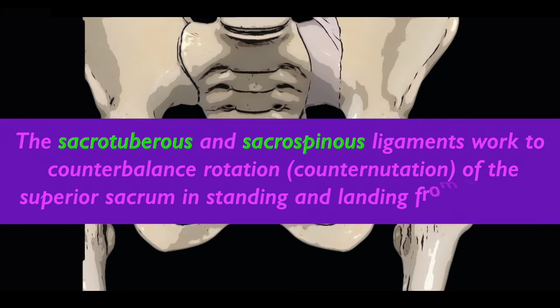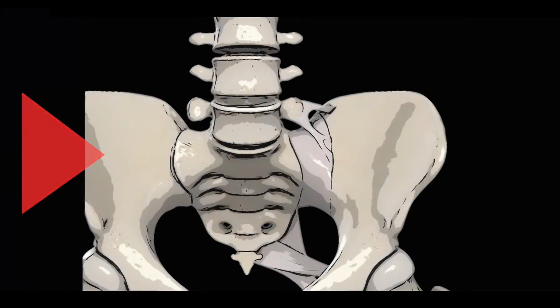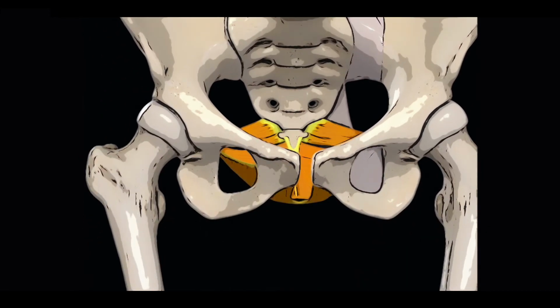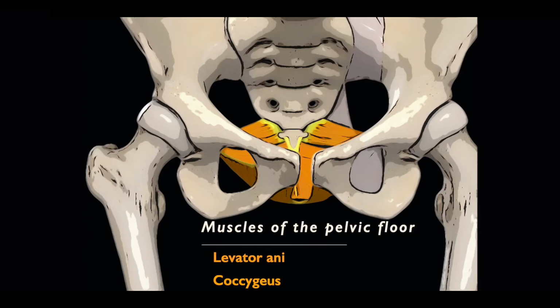We'll finish up this lecture series on spinal anatomy by reviewing the muscles of the pelvic diaphragm, or pelvic floor, which separates the pelvis from the perineum. These muscles are arranged in a bowl-like fashion and support the pelvic organs. They include levator ani and coccygeus or ischiococcygeus.